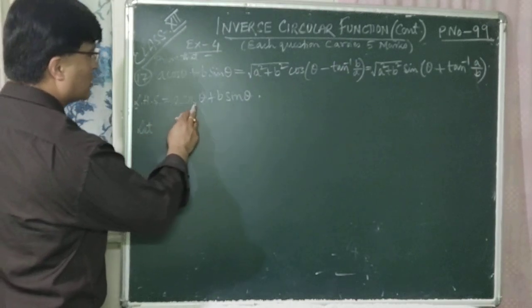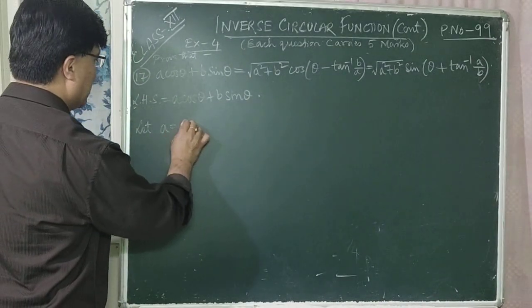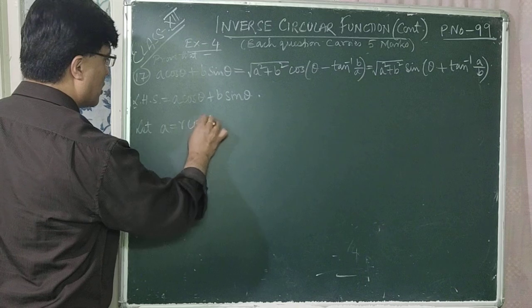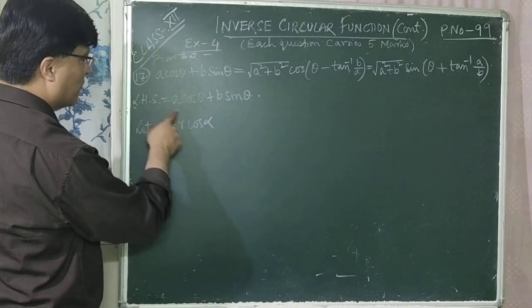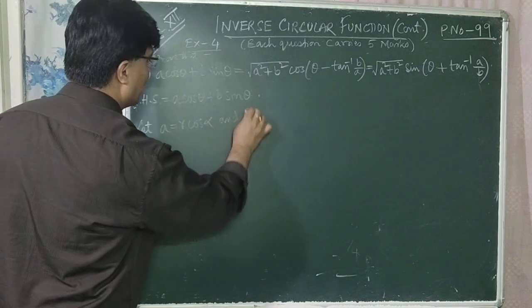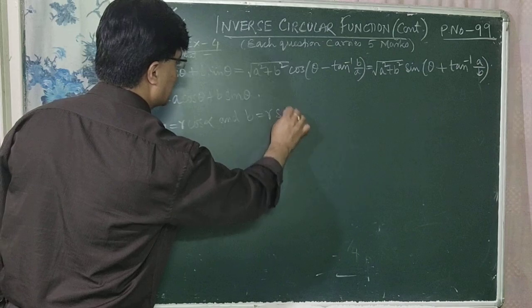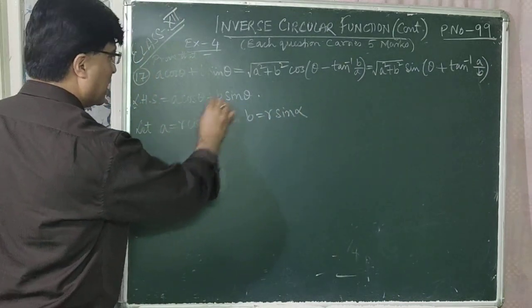So in order to convert this into cos of A minus B form, let us assume A is equal to R cos alpha. If we put A is equal to R cos alpha, this will be R cos alpha cos theta. And what should be the value for B? B is equal to R sin alpha, right?